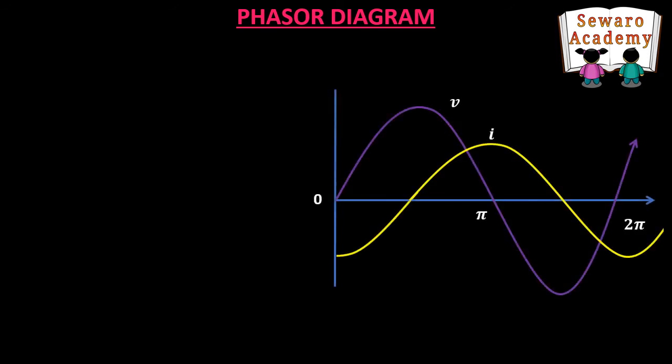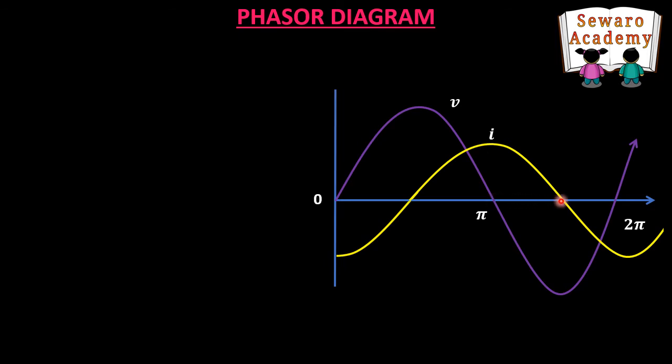Now for the inductive circuit, if we plot the current and the voltage, then we'll get this kind of curve. So this purple curve represents the voltage and the yellow curve represents the current. From this diagram also it is clear that between voltage and current, first the voltage is reaching maximum and then after some time the current is reaching maximum. And similarly here, first the voltage is reaching 0 and after some time the current is reaching 0.